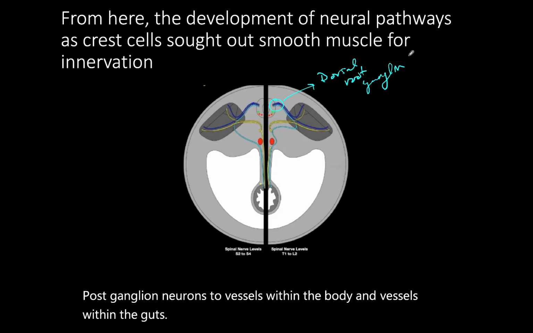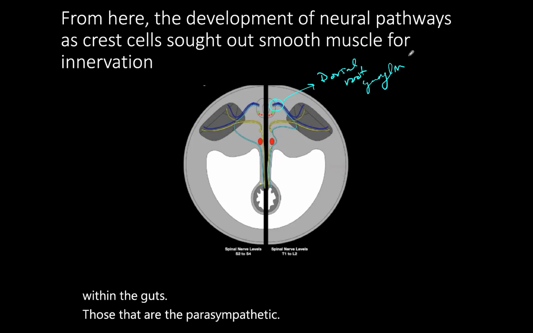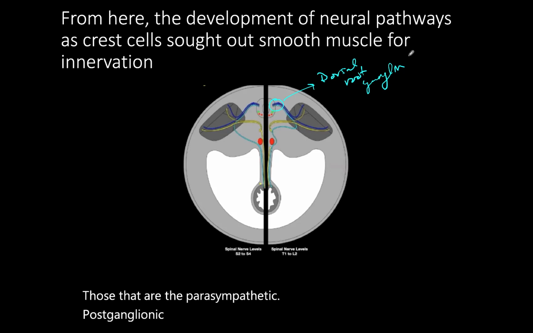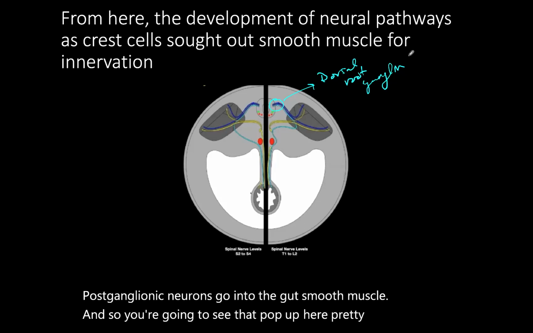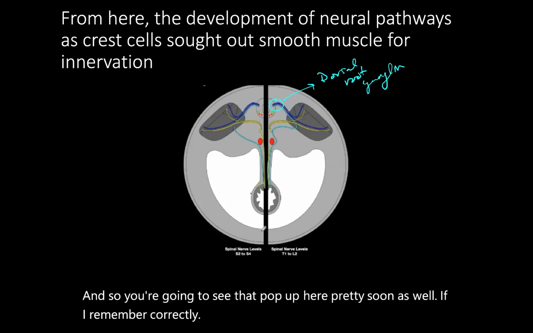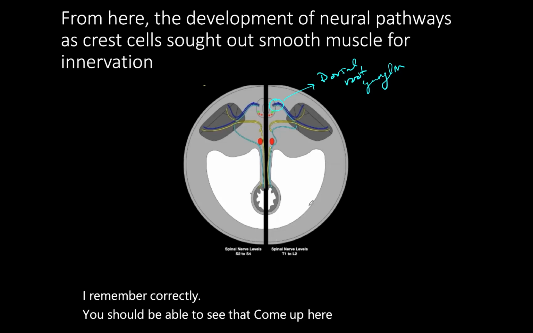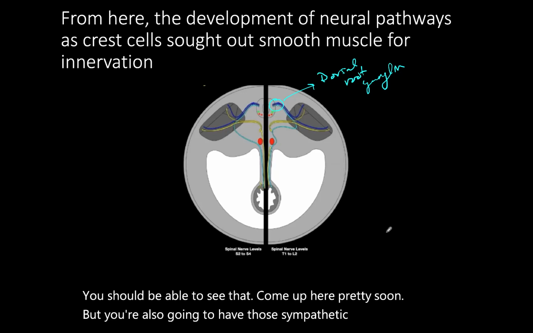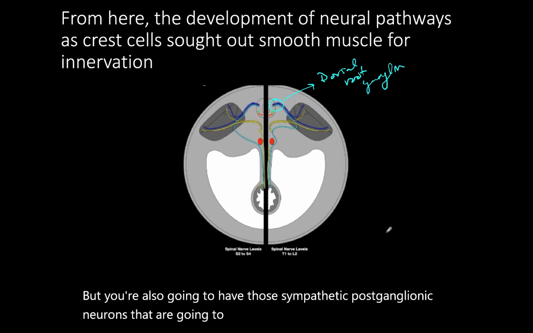Those that are the parasympathetic postganglion neurons go into the gut smooth muscle. And so you're going to see that pop up here pretty soon as well, if I remember correctly. You should be able to see that come up here pretty soon. But you're also going to have those sympathetic postganglion neurons that are going to go into the gut's smooth muscle, not the vessels, but the smooth muscle specifically.